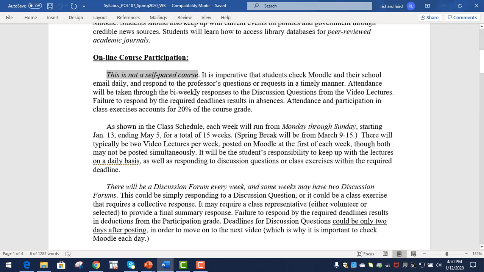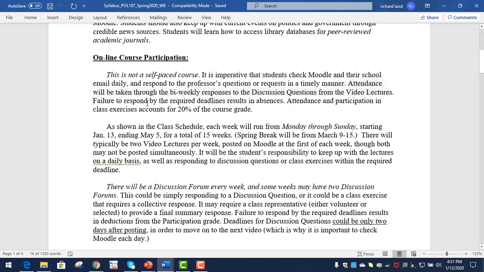So therefore, it is imperative that you check Moodle and your school email on a daily basis. You will want to respond to any of the questions or requests that I may have within certain deadlines. And that's how I will be taking attendance. I will be posting different discussion questions on a weekly basis, and you will have to respond to those discussion questions within a certain deadline, and that's how I will determine your attendance for the course.